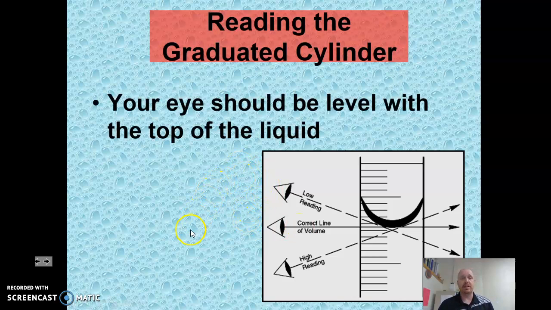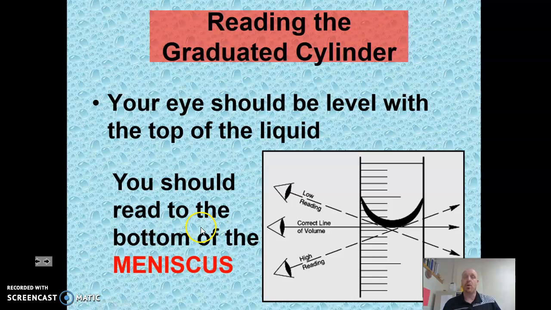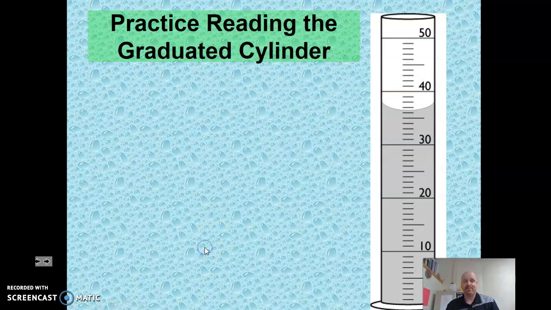Again, your eye should be level with the top of the liquid. Don't hold the graduated cylinder up in the air because you're going to shake and move around. Leave it on the desk. You just lower your face down to the level of the eye. Okay. Again, make sure you read the bottom of the meniscus.